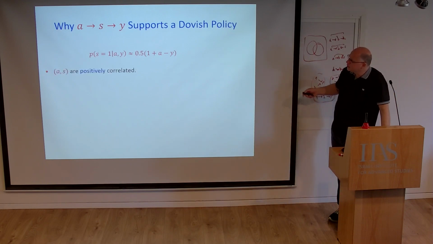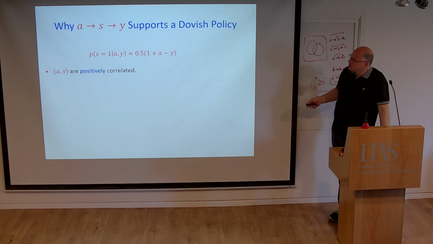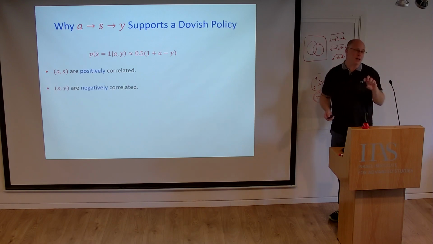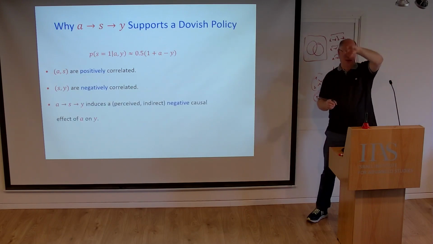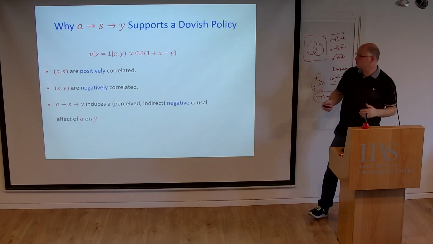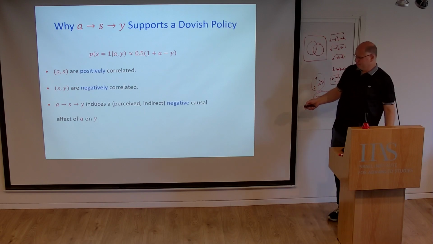Well, remember, this is the stochastic regularity that we assume. In particular, it means that A and S are positively correlated. It also means that S and Y are negatively correlated. What the lever narrative does is puts them in sequence. So it says that A has a positive effect on S, because this thing is positive. So it quantifies a positive causal effect of A on S. And it estimates a negative causal effect of S on Y.